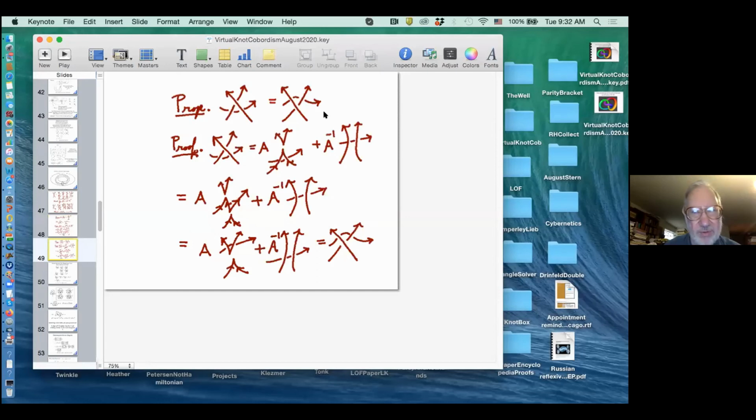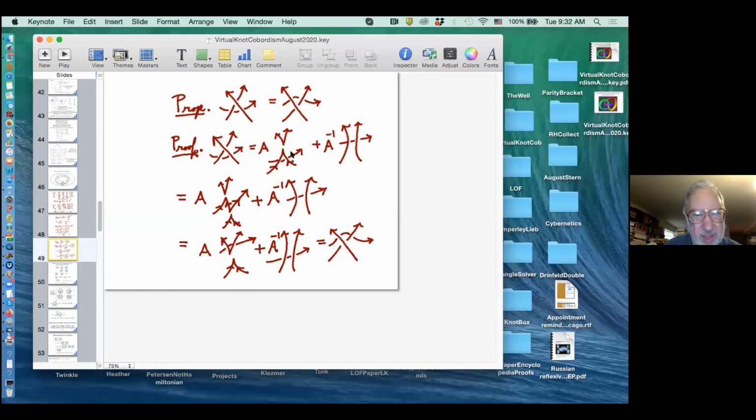And now we do the third move. Very similar to the old argument. You see, here I am, and I'm underneath, and I expand this. Now I have an undercrossing of a cusp, and this one's normal.